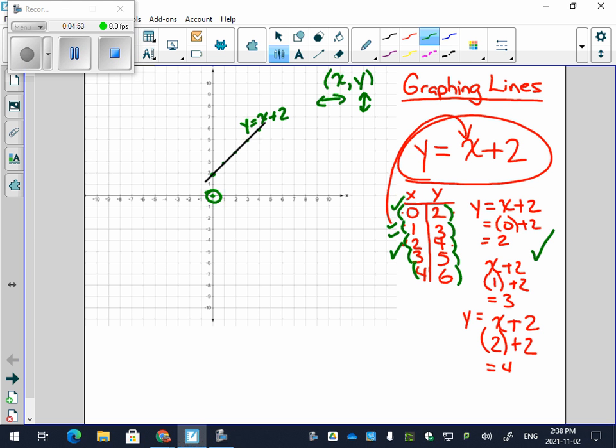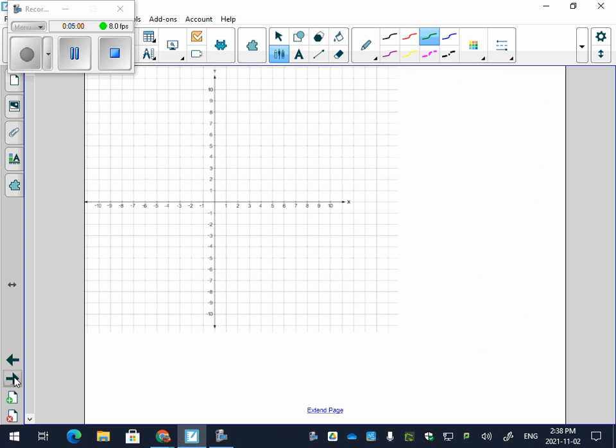So I'm going to do a few more examples, and then you'll be good to go. So let me get another page ready here. Here's a blank one. We'll make this one just a little bit bigger. We'll go y equals 3x minus 2. And again, we start the exact same way.